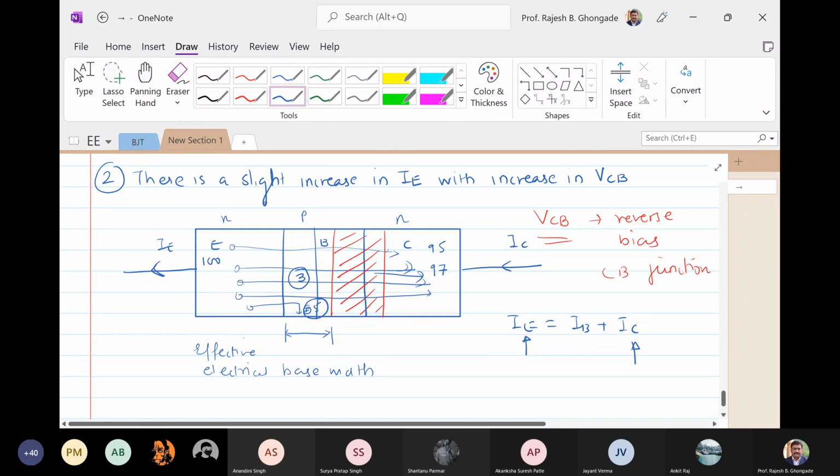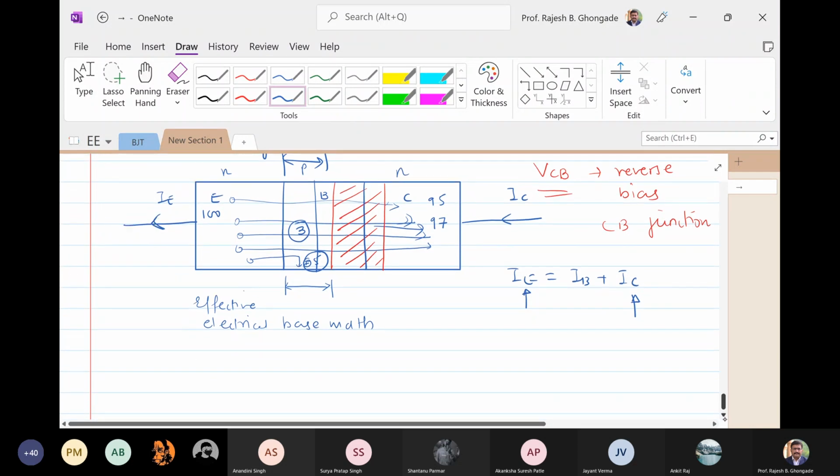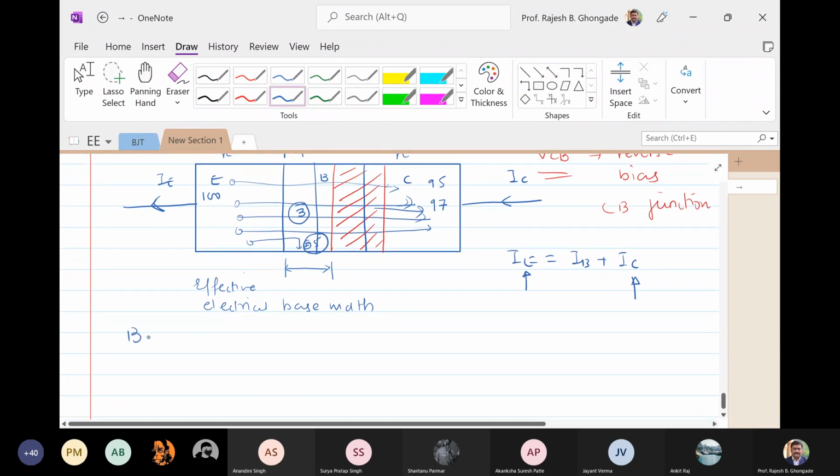क्यों बढ़ेगा? If I reduce the base width. समझ में आ रहा है? इसको बोलते हैं बेस विड्थ मॉड्यूलेशन. मॉड्यूलेशन यानी चेंज. तो बेस विड्थ चेंज हो गई तो ये होने वाला है. बेस विड्थ अगर कम हो गई तो तुम्हारा एमिटर करंट बढ़ने वाला है.